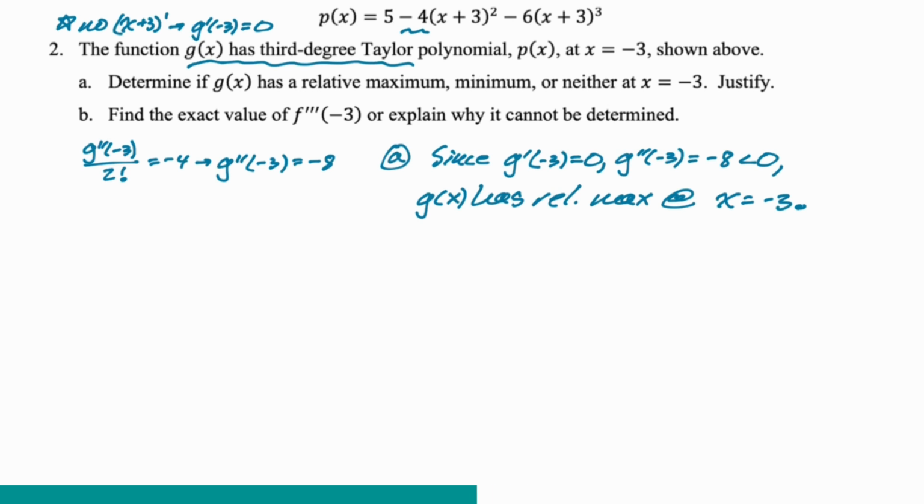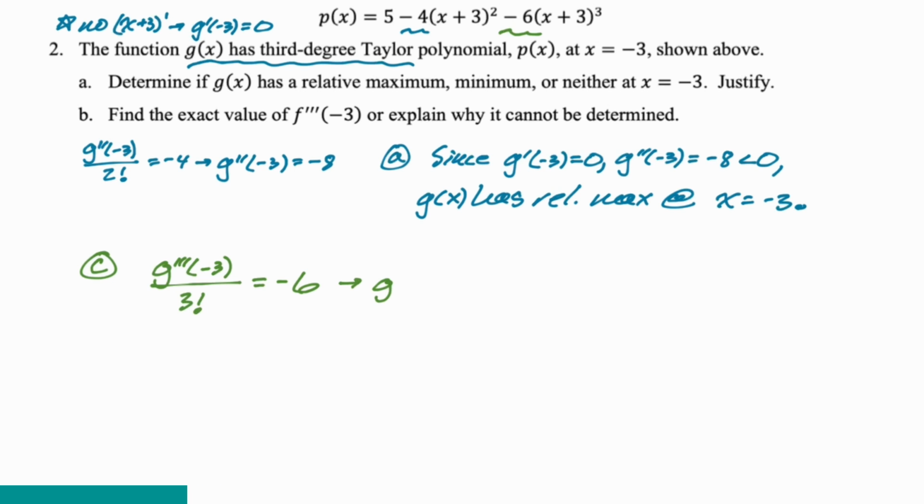In the case of the center, you can always exactly determine it because the polynomial and the function have the exact same values of the function and the derivatives at the center. So in this case, we can find it, and it's going to be based on the -6. So the third derivative over 3 factorial is going to be -6. And then 3 factorial is 6, so the third derivative must just be -36. So, I mean, if you did part A correctly, you definitely could have done part B.